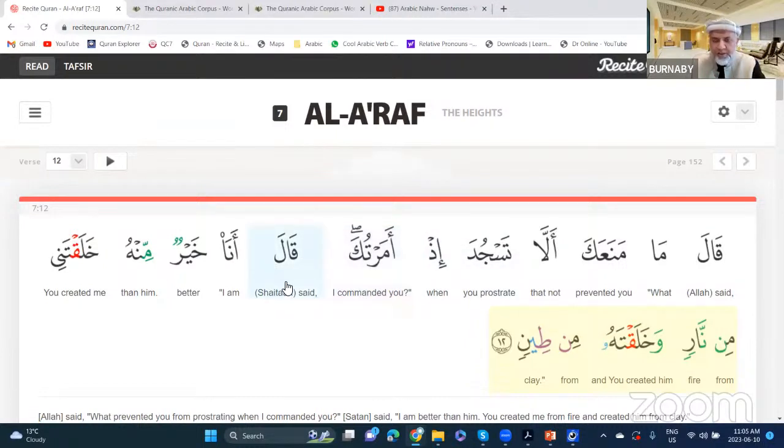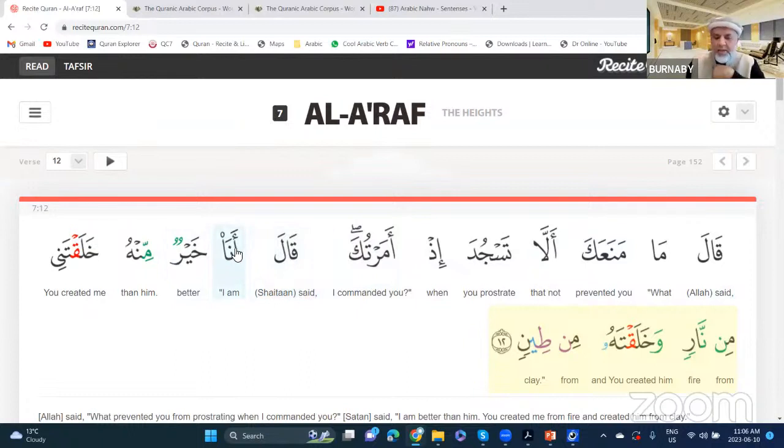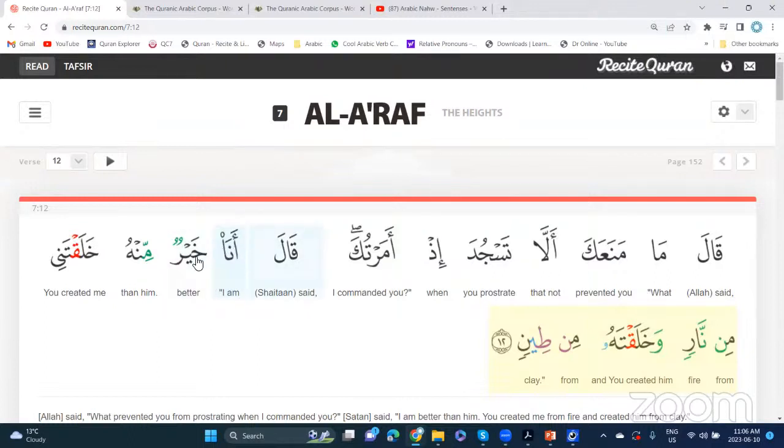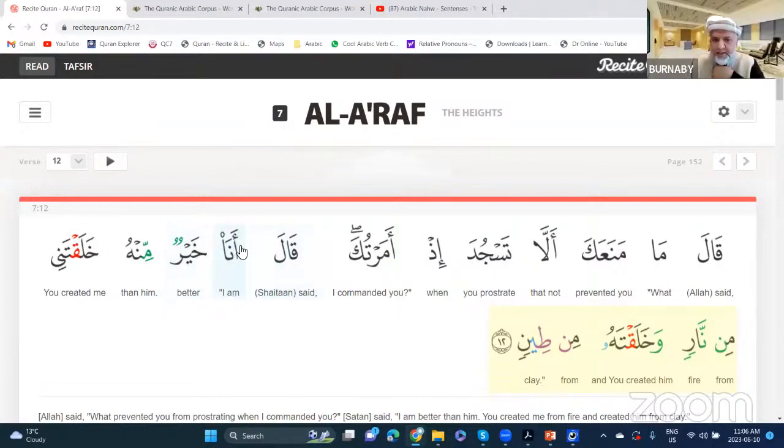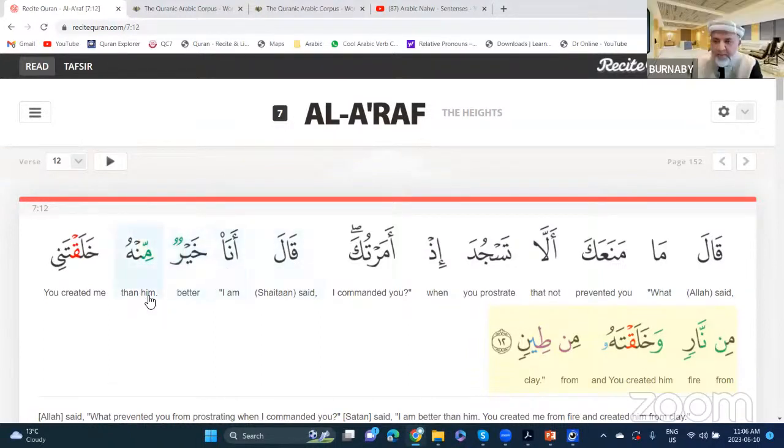What he said in the result? He says qala. This time this qala, over here the qala was Allah, and here now who's giving the answer after the question? Shaitan. Qala, Shaitan said, ana. I. Is it an attached or detached pronoun? Detached. So this is not connected with anything. It's by itself. Ana khairun. I am better. Khairun minhu. Is min a harf jar? Yes. And who is hu? He said, I am better than him. I am better than min whom, right?